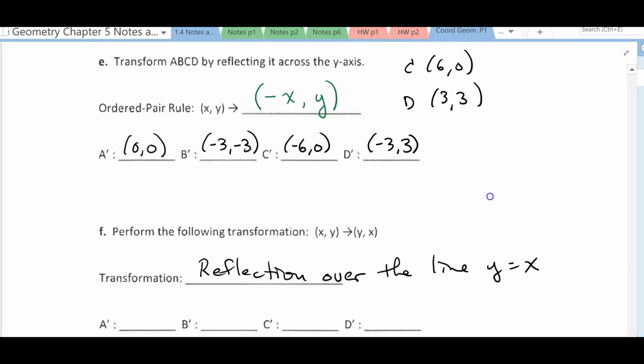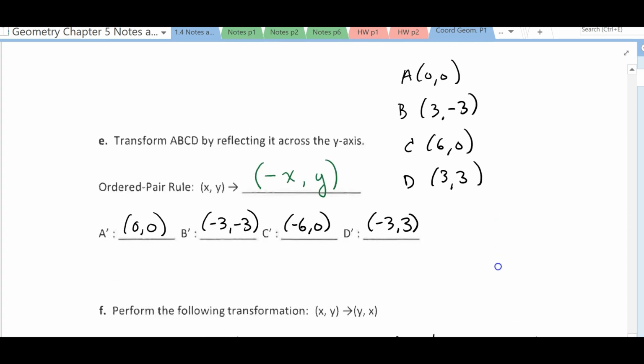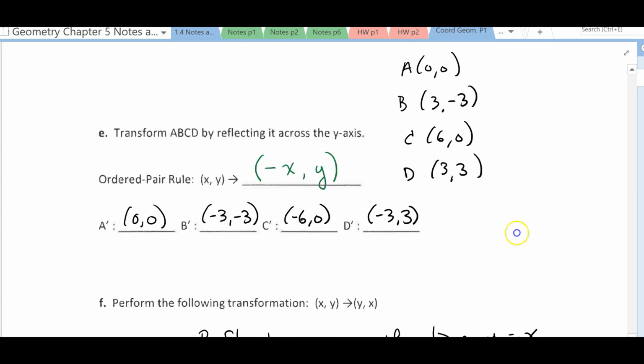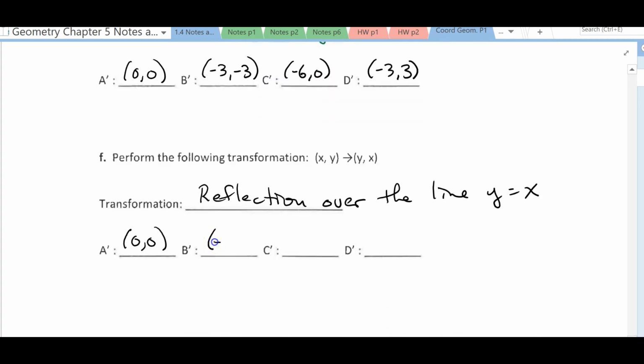So again, I've got my list of original points up here, so I'm just going to flip-flop all of those. So 0, 0 is going to remain 0, 0. And then our next point here is going to be negative 3, comma 3. And then this is going to be 0, 6. And then we'll have 3, comma 3. That will stay the same.